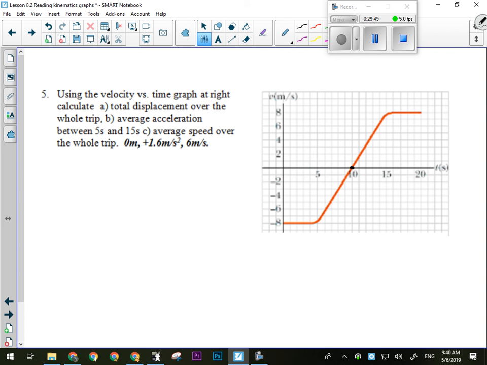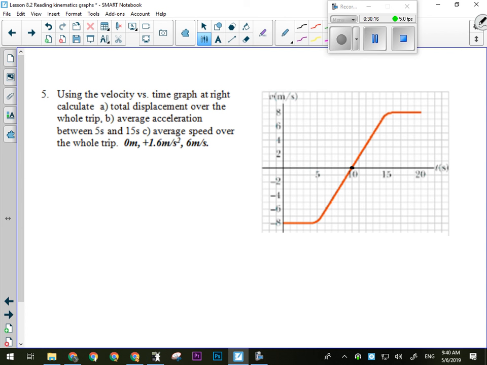So essentially this is a graph of somebody walking backwards or running backwards into a bungee cord. If there was a bungee cord stretched across the room, I'd be running backwards. I hit the bungee cord and it starts accelerating me forwards. I slow down, stop, and then the bungee cord shoots me forwards again. Once I leave the bungee cord, then I walk forwards at 8 meters per second after that. Everyone kind of follow me there?